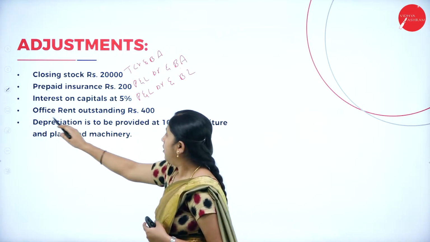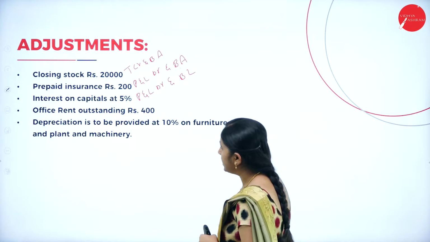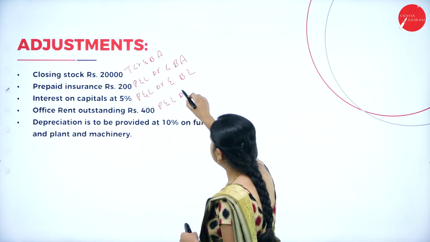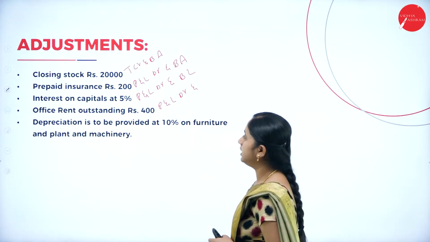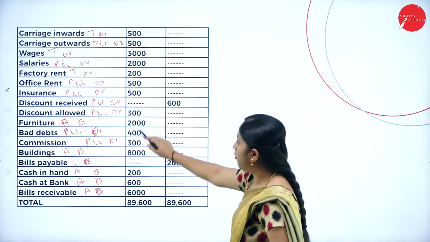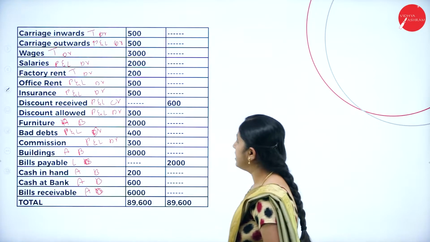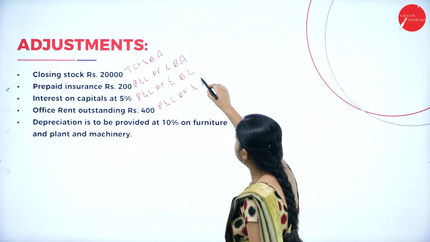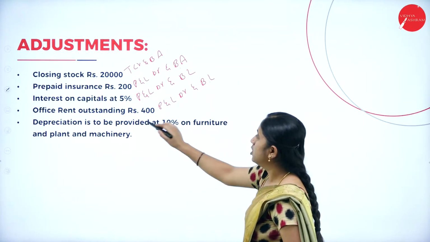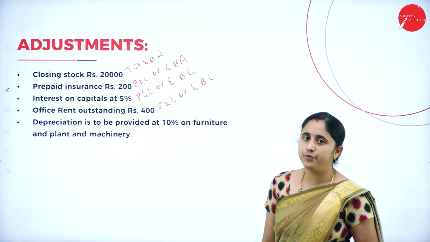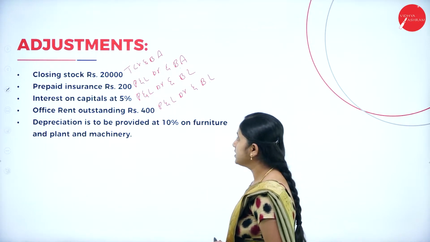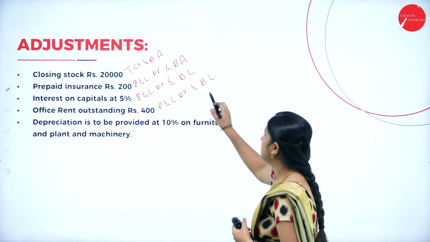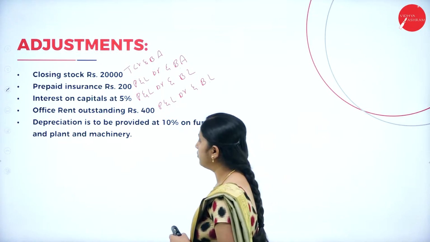Next, office rent outstanding. Outstanding rent expense, profit and loss account debit side. You will add with the previous year office rent 500, add outstanding rent 400. Again in the balance sheet liability side we will mention outstanding office rent. Outstanding office rent is a liability.